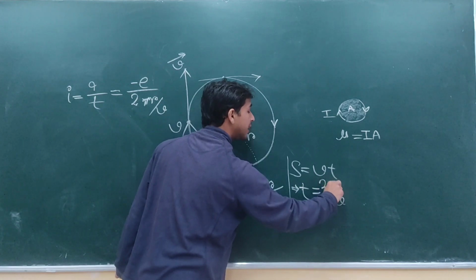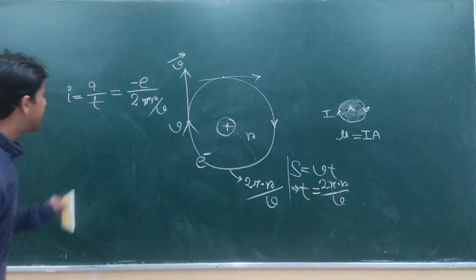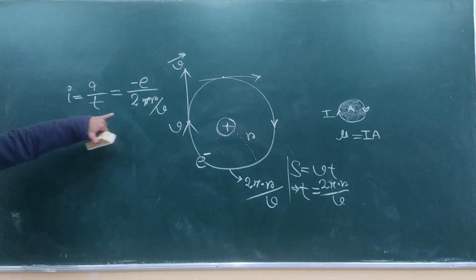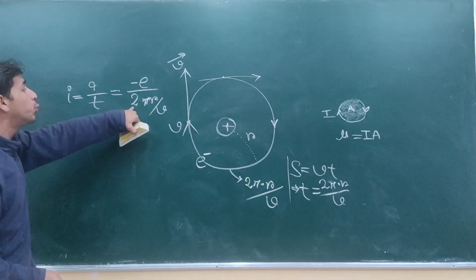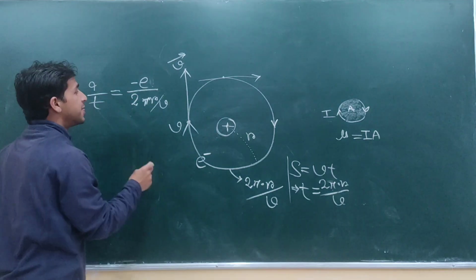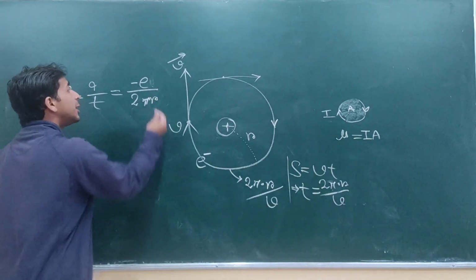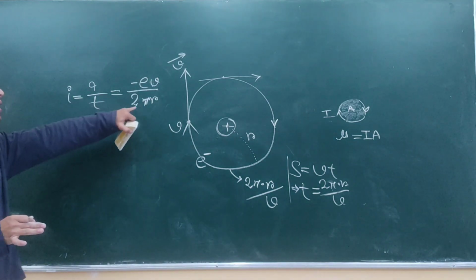So time will become 2 pi r divided by v. That's why here we have written current I equals to negative e, that's the charge of electron, divided by 2 pi r by v. And this v here will take position after e. Now we have calculated the value of current.